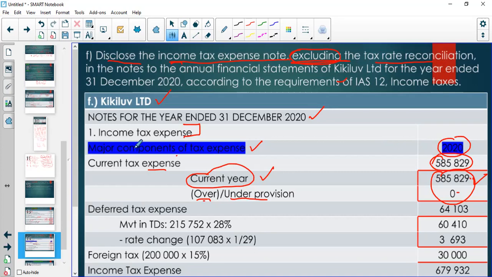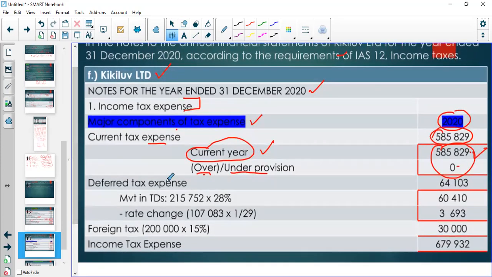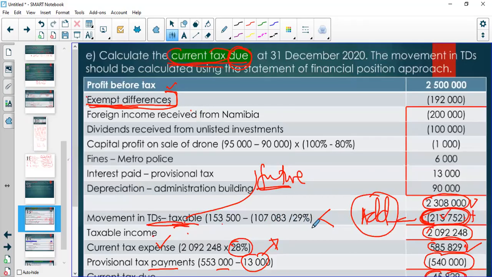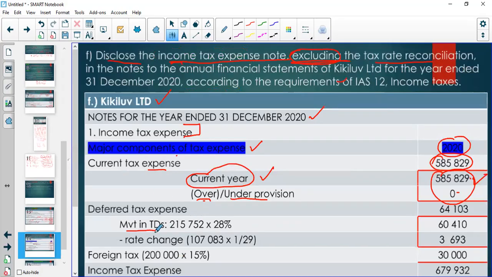Right. Then we come to deferred tax. So the movement in temporary differences, remember that amount, which was 215, we already did calculate the movement. All right. It was taxable, which means we have to pay tax in the future. So it's a liability, right? But for that liability, we have to recognize the tax expense now. Because the liability is going to be paid in the future, but the tax expense has to be recognized now. So 28% of this is going to be a deferred tax expense.